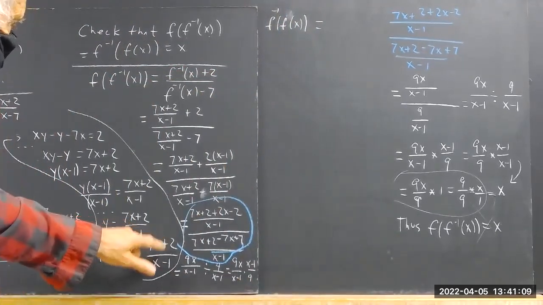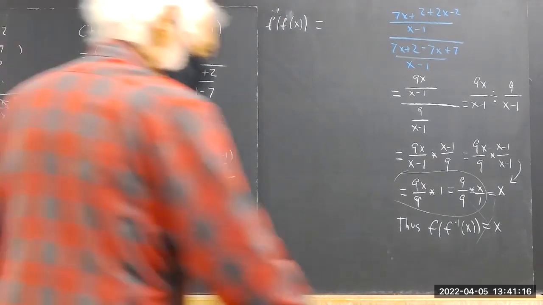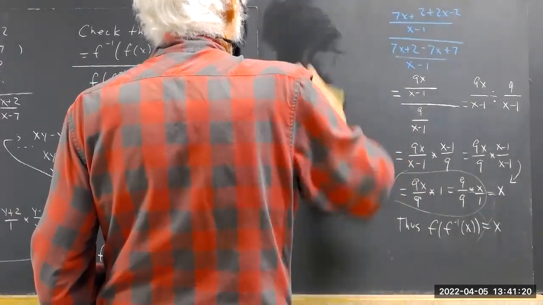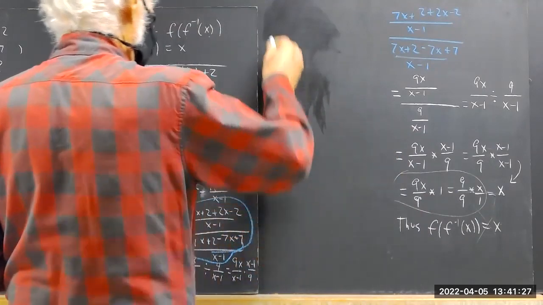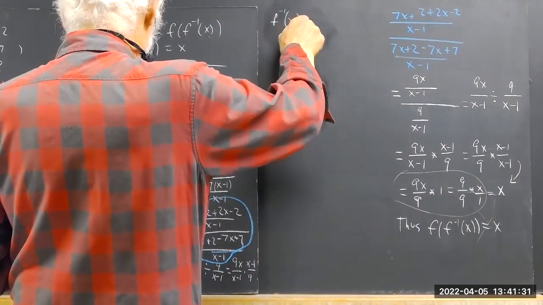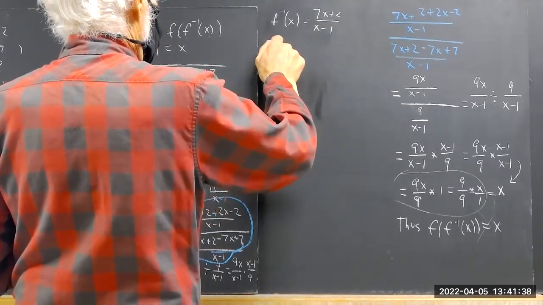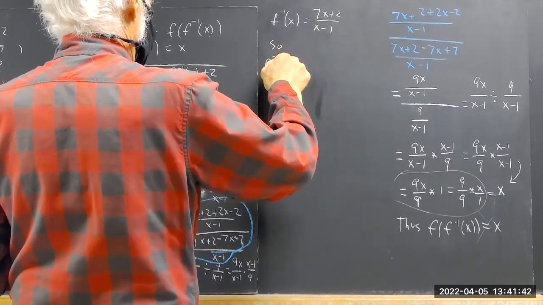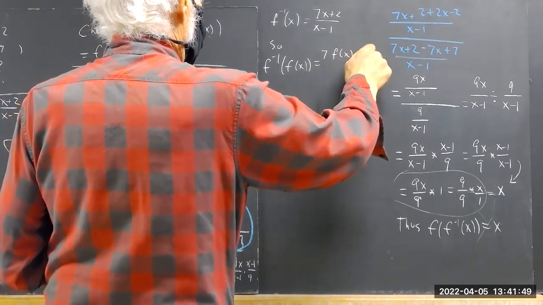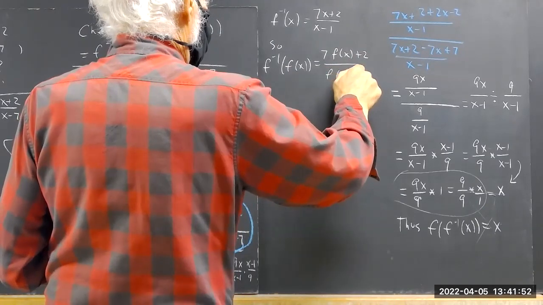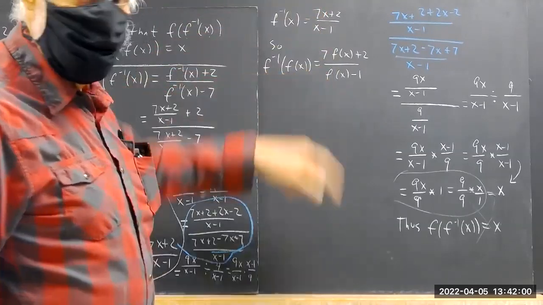Okay, well, f inverse is 7x plus 2 over x minus 1, right? It'll help if I just write out the f inverse function. F inverse of x is 7x plus 2 over x minus 1. So, f inverse of f of x equals 7 f of x plus 2 over f of x minus 1, because x has been replaced by f of x. We replace all these x's, these two of them, by f of x. Okay?